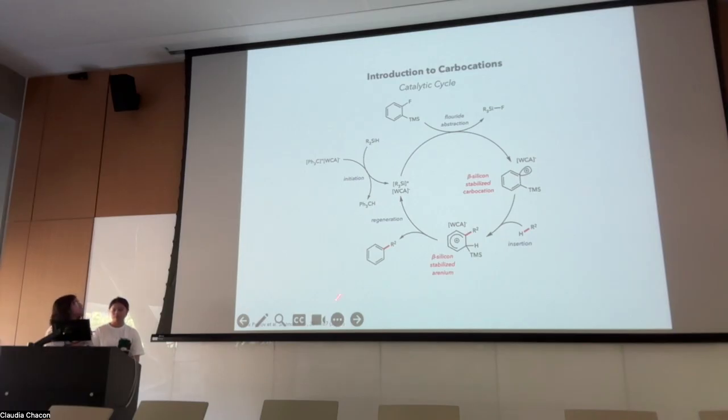So the cycle begins with initiation, in which the catalyst reacts with silane to generate silylium. The silylium ion then removes the fluoride ion from the aryl fluoride. This is known as fluoride abstraction, and this forms a beta silicon stabilized carbocation, which is highly reactive. After that, the carbocation reacts with a hydrocarbon through CH insertion, forming a carbon-carbon bond and forms a beta-stabilized arenium. Finally, the arenium ion loses a proton, allowing the catalytic cycle to repeat the whole process over again.